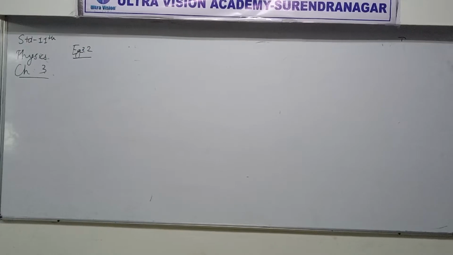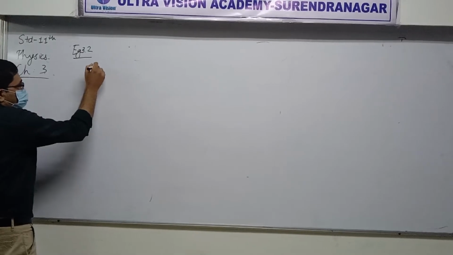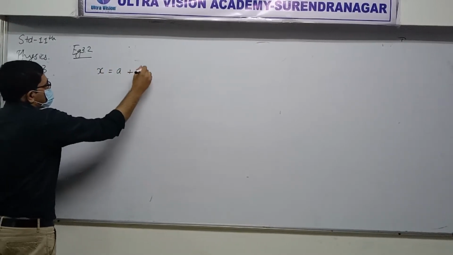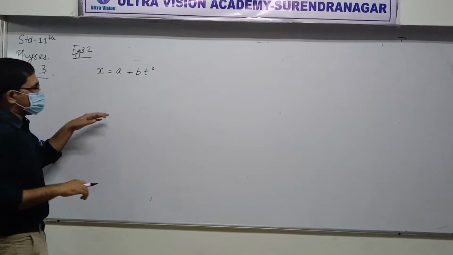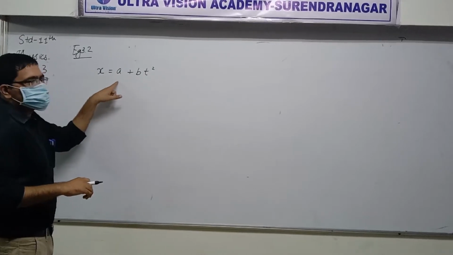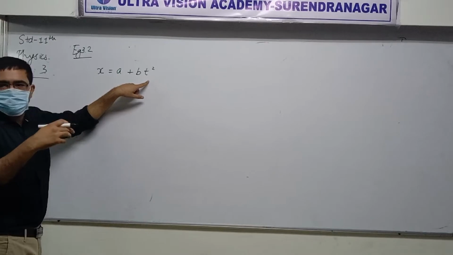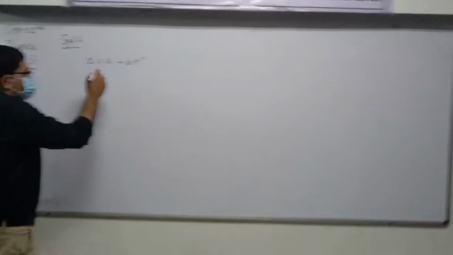So the position of an object moving along the x-axis is given by x equal to a plus bt square, where a is 8.5 meter and b is 2.5 meter per second square, and t is time in seconds. So we are given an equation for x. X means position. What is the equation? A plus bt square. So some object might be moving in such a way on a straight line that its position changes with time. As t will change 0, 1, 2, 3, 4, as time will change, position will also change. If you put the value, you will get how it changes.